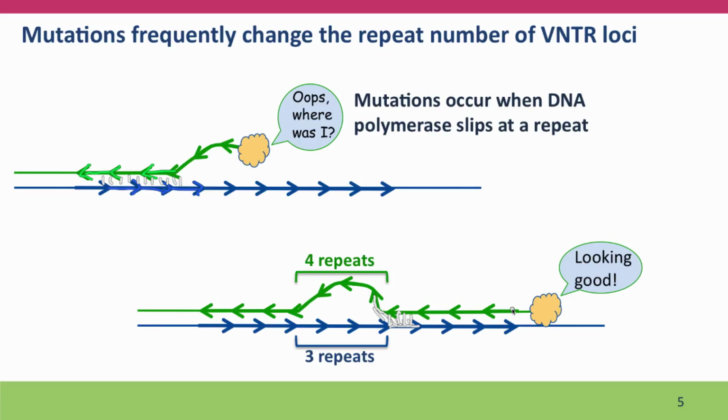And the result is that although the template strand had 3 repeats in this segment, the newly synthesized strand has 4 repeats. When the cell divides, the cell is going to inherit this mismatched section of DNA, and if the repair machinery doesn't correct it, a daughter cell is now going to have an extra repeat in its array of repeats.